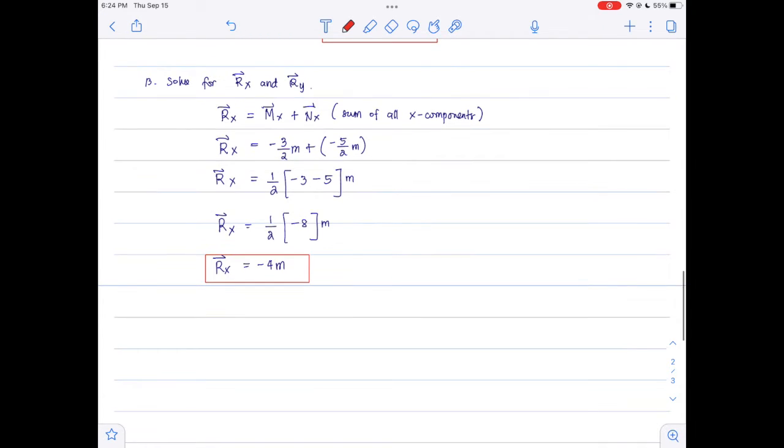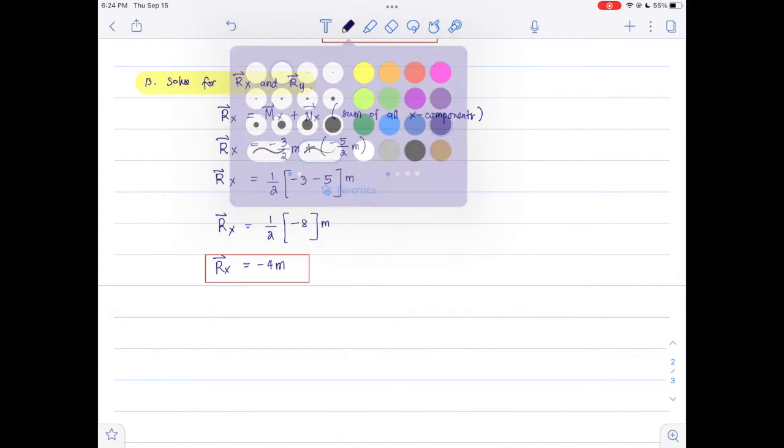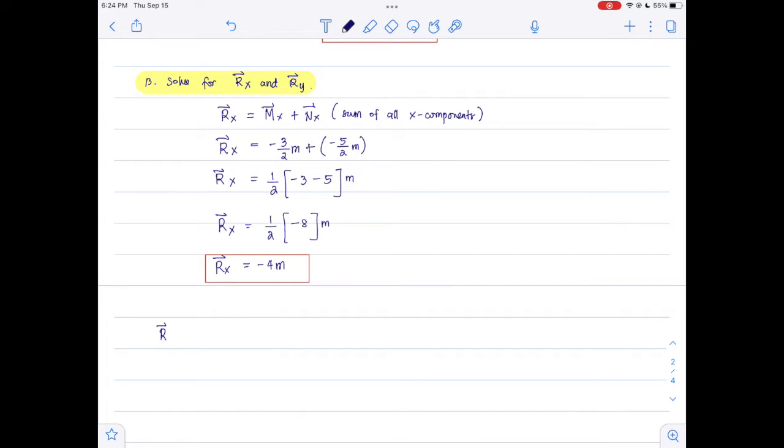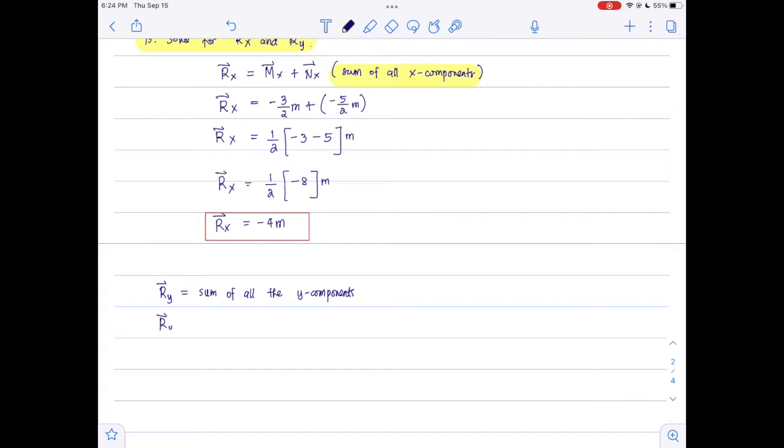Now, we are going to proceed to Ry. Your Rx is the sum of all the x components, and your Ry follows the same logic. It's the sum of all the y components, which is why it's called Ry. That means your resultant vector in the y component is just the y component of your first vector, which is m, plus the y component of your second vector, which is n. I'm going to take the sum of the two vectors.